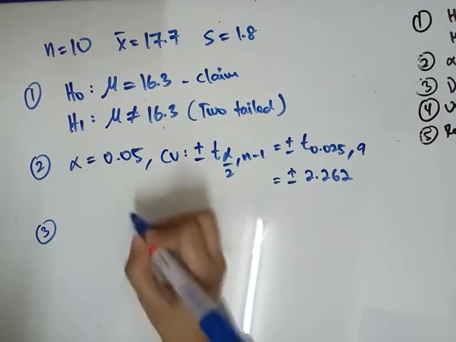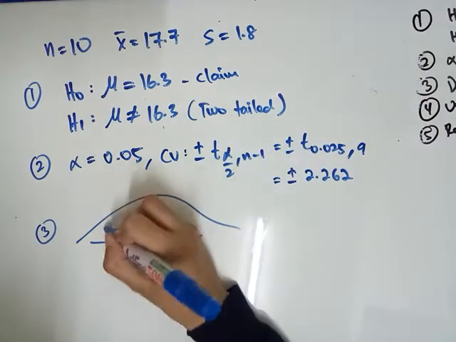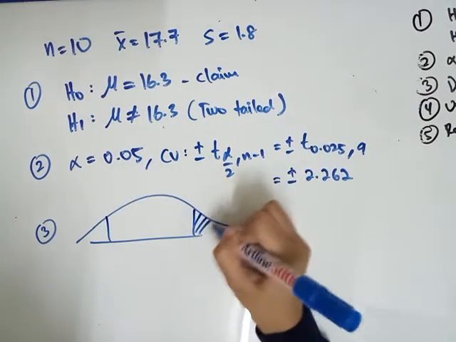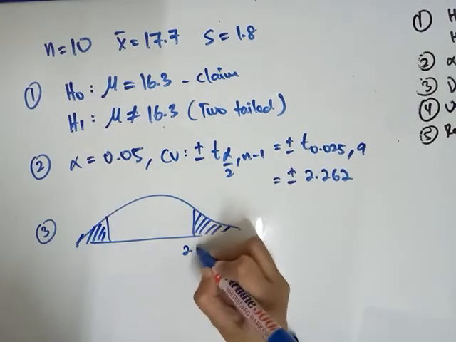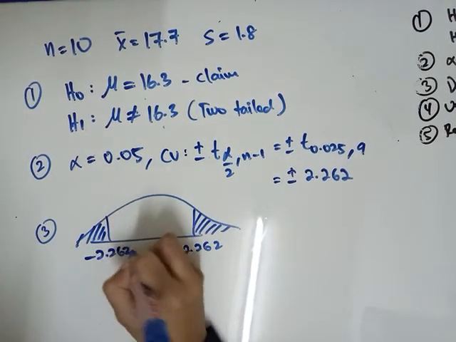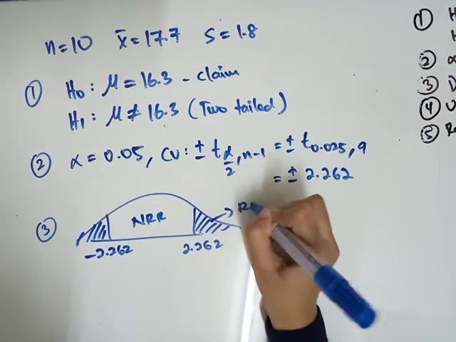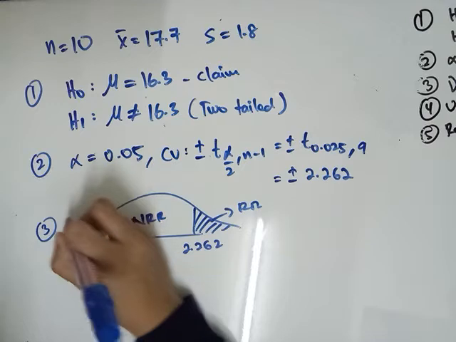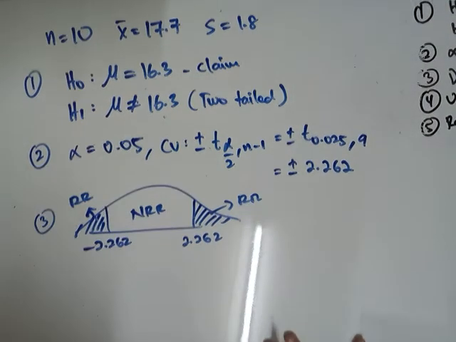Third step, you need to draw the graph. Okay, it is two tail, that means right tail and left tail of the area. Okay, this is 2.262, this is negative 2.262, this is NRR, RR, RR. Okay, rejection region and non-rejection region.